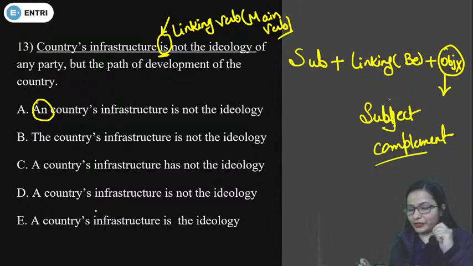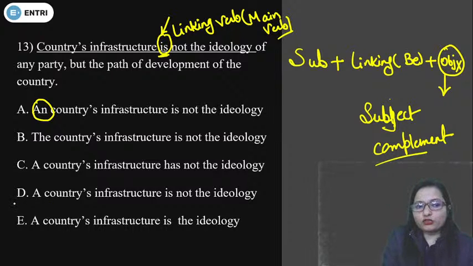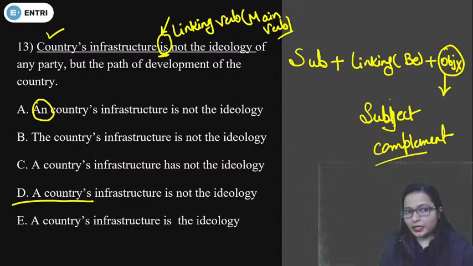Can you please give me the reason why we should use the D option here to replace this? Anyone in the comment box? Why should we use "a country" here? This is the only difference. If we see this underlined part, it has an extra word.